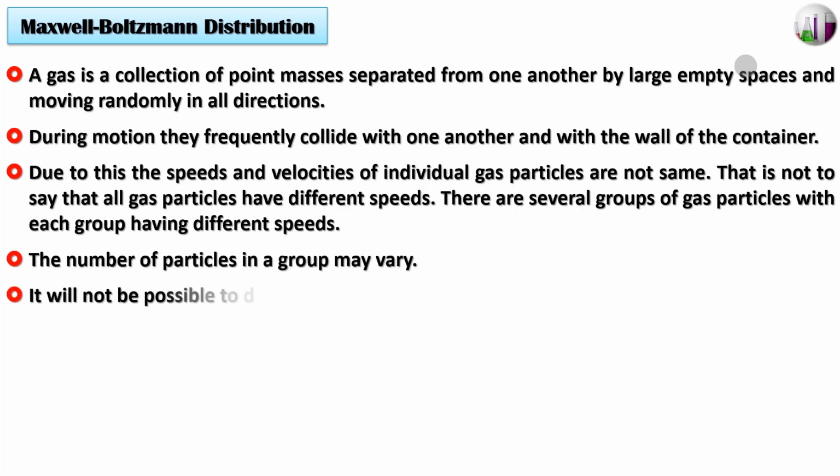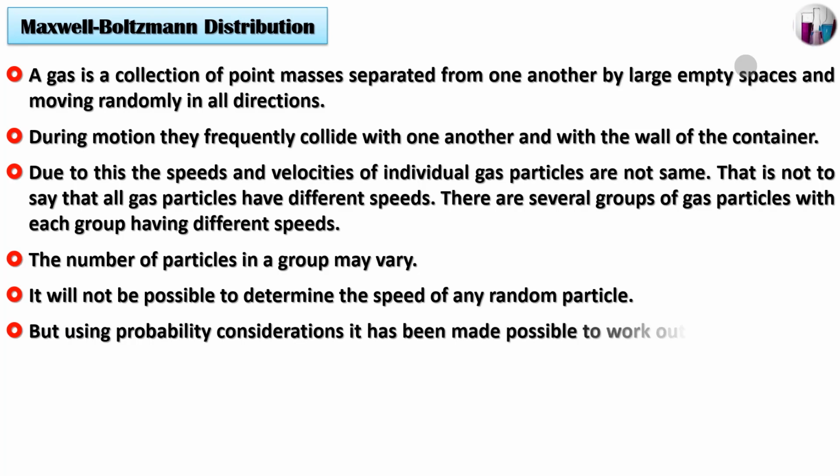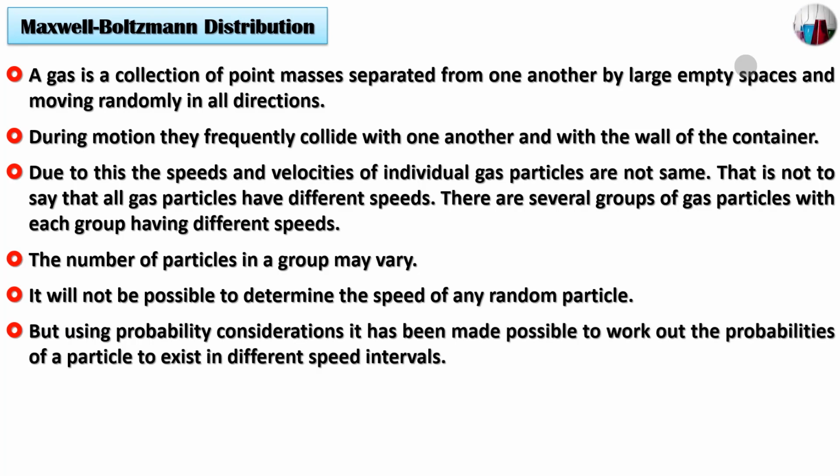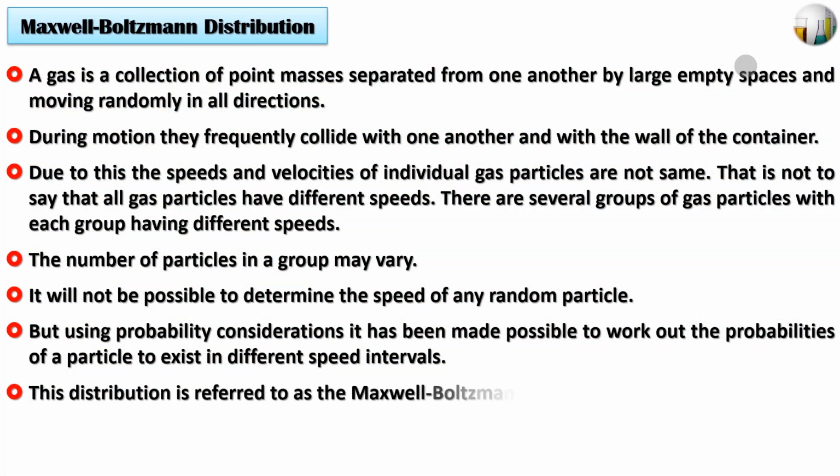It will not be possible to determine the speed of any random particle. But using probability considerations, it has been made possible to work out the probabilities of a particle to exist in a different speed interval. So using probability, using this graph, one can say, okay, what are the chances that this particular molecule could be in this category or that category? And that is why we talked about the most probable speed. This distribution is referred to as the Maxwell-Boltzmann distribution.